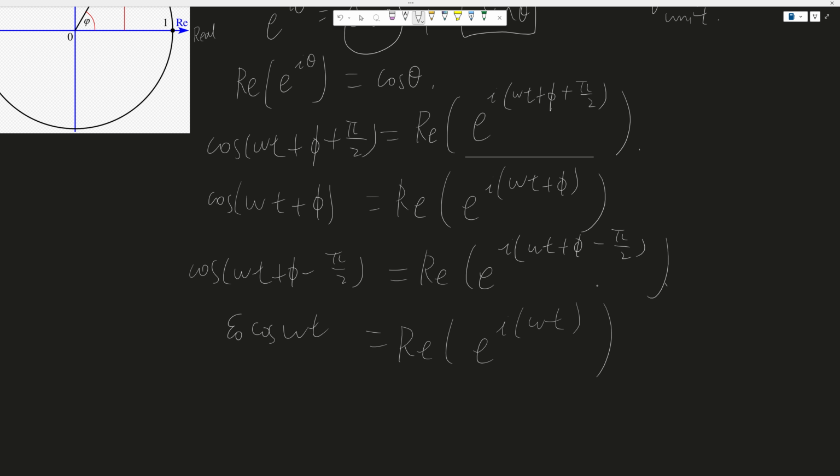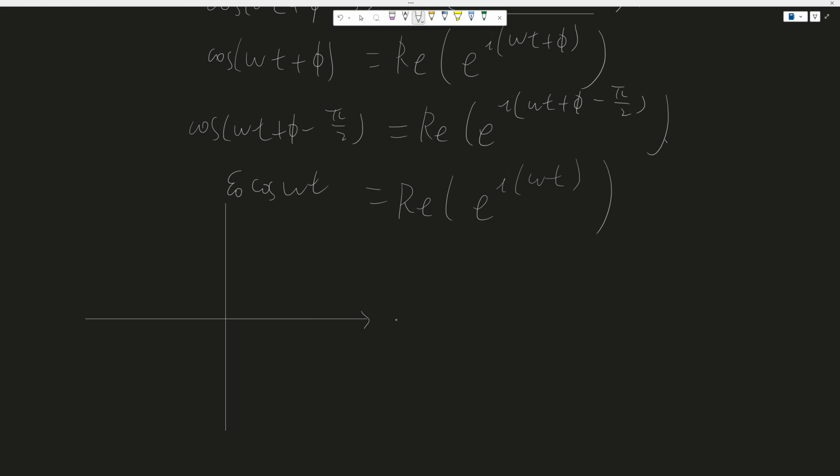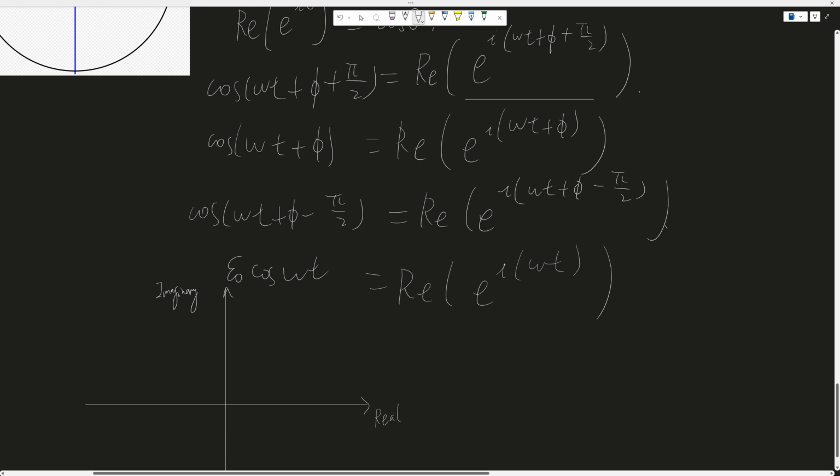And so how is that useful? How can that help us? Let's try to graph it now. So let me draw the complex plane first. So here we have the real part. We have the imaginary part as the y-axis. And just keep in mind what these numbers are.